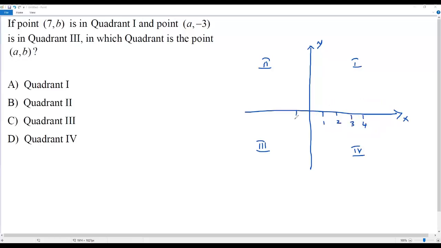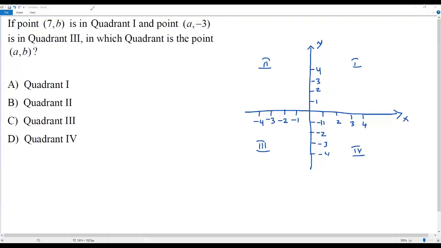On the left side of the y-axis, all the values on the x-axis will be negative. Above the x-axis, the values on the y-axis will be positive. Below the x-axis, the values on the y-axis will be negative.